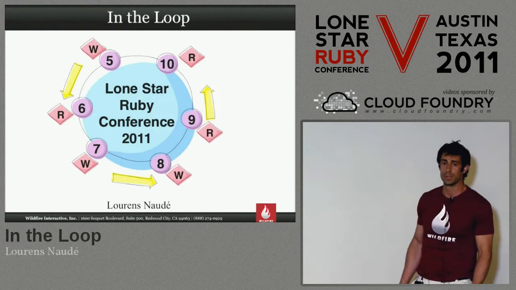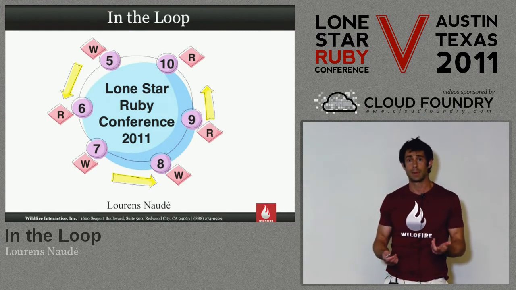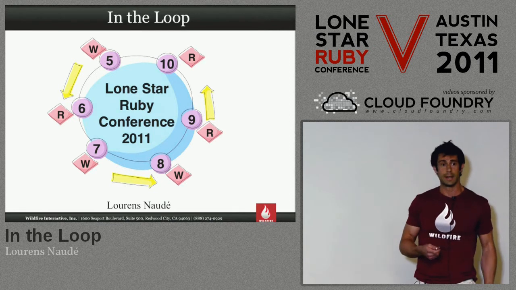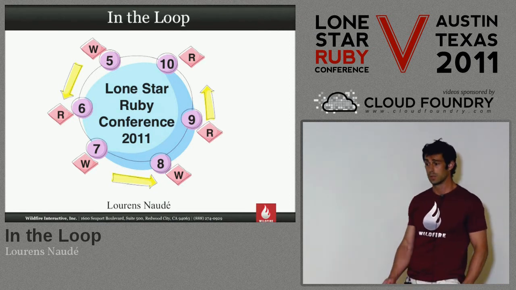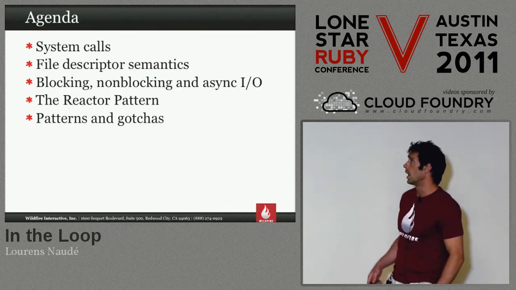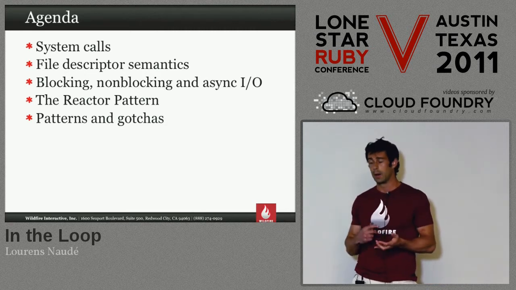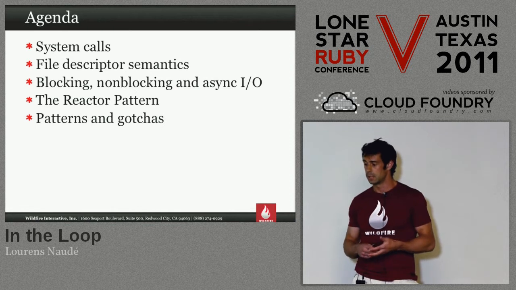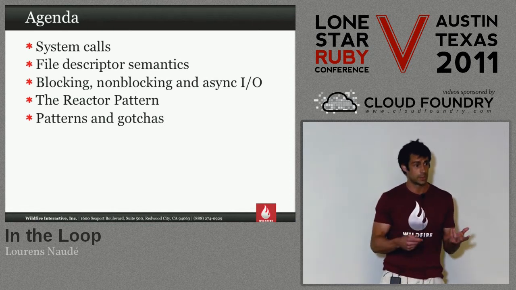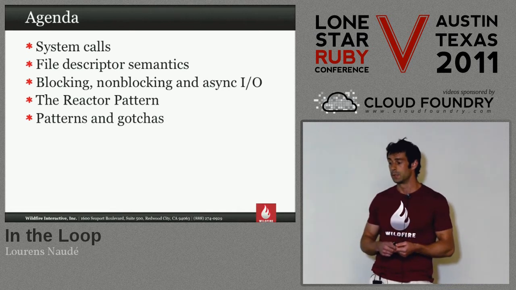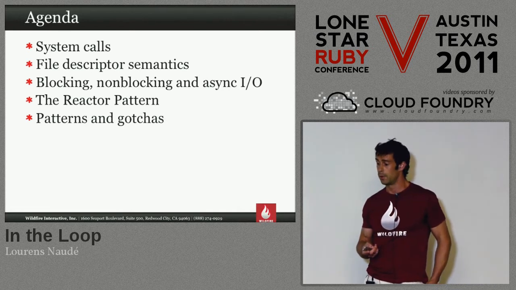A couple of years ago, I had the opportunity to contribute to a trading platform that we built in the Ruby language. And most of the hard lessons learned there will drive the content for this talk today. For our agenda, we're going to first look at system calls and how we access resources from user processes, and eventually look into file descriptors, their behavior, and also the fundamental differences between blocking, non-blocking, and asynchronous I/O.